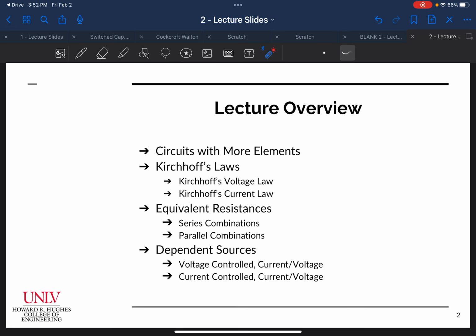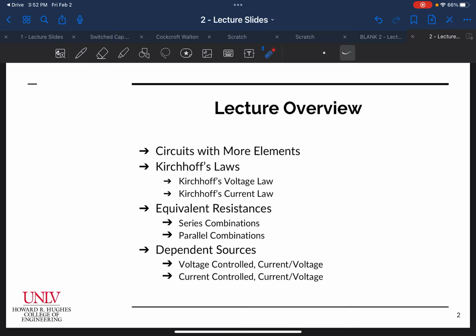Circuits with more elements. Previously we looked at circuits that had a single source and a single resistor, which are some of the most simple circuits you'll probably ever see. We're going to be adding some resistors, maybe a couple more sources from now on, and looking at some bigger circuits.